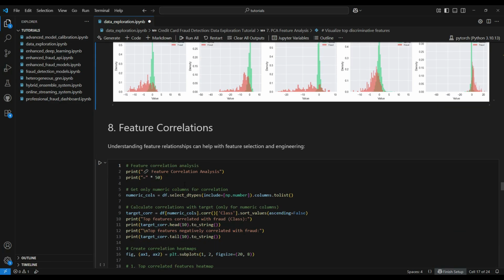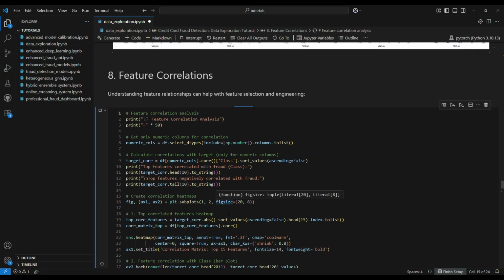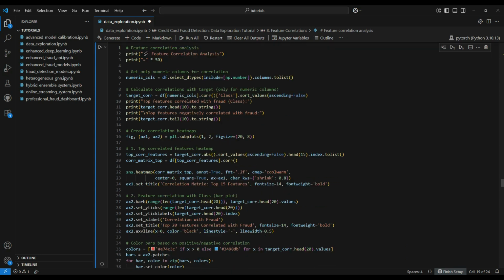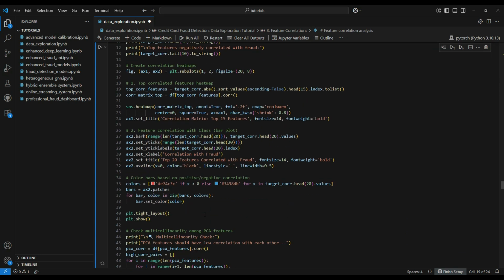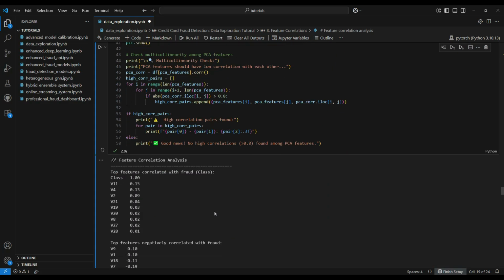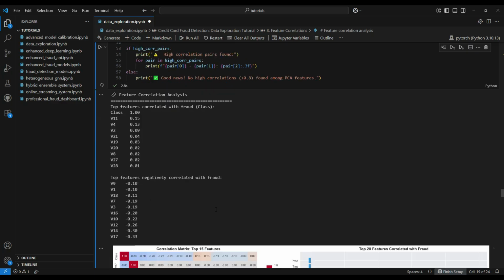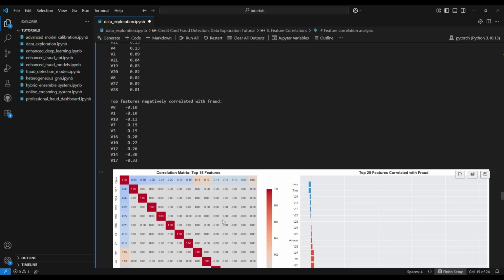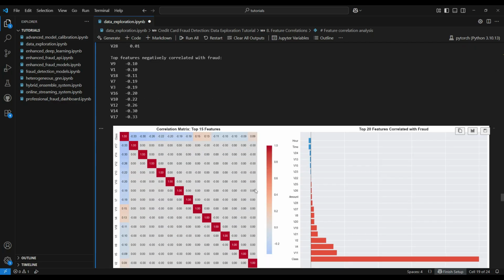I'm also calculating the correlations between all features and our target value, the class. Then creating two visualizations: a correlation heat map of the top 15 features, and a bar chart showing the top 20 correlations. So you can look, this is the correlation matrix, and this side is the bar chart for the top 20 features correlated with the fraud.